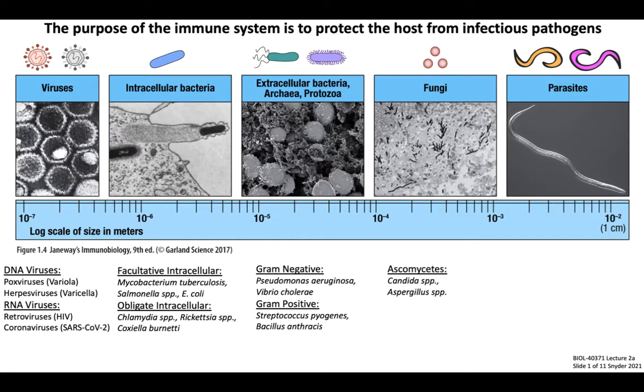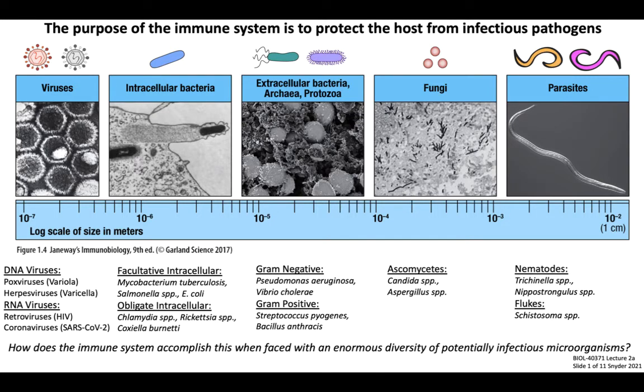Another important fungal pathogen are species within the genus Aspergillus, which are ubiquitous environmental molds that are a very serious concern when they're found in hospitals, because they can cause life-threatening nosocomial infections or hospital-acquired infections, particularly in immunocompromised patients.